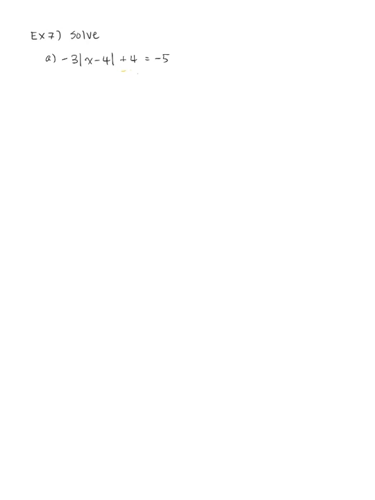So here, first you need to isolate that absolute value. So I'm going to subtract 4. Then we get negative 3 times the absolute value of x minus 4 equals negative 9. Now we need to isolate that absolute value, so I'm going to divide here by negative 3. Then we're going to have the absolute value of x minus 4 equals positive 3.